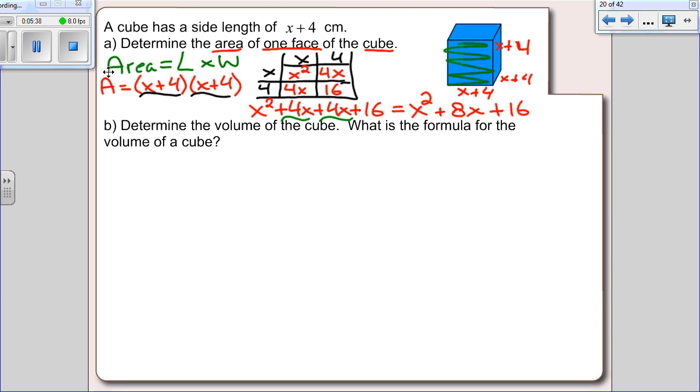Awesome. Part B. Determine the volume of the cube. Does anybody remember the formula for volume? Beautiful. So volume equals length times width times height. We know in a cube that all those things are the same. They're all x plus 4.